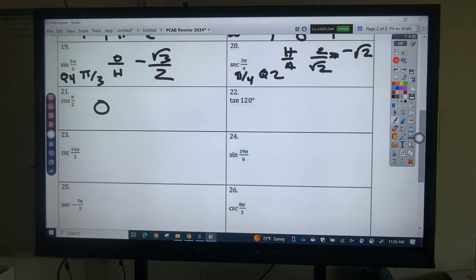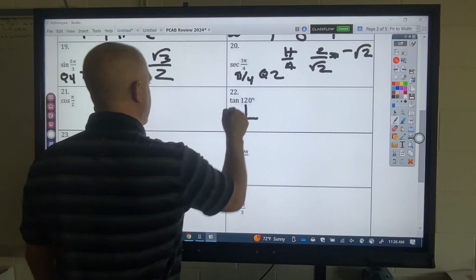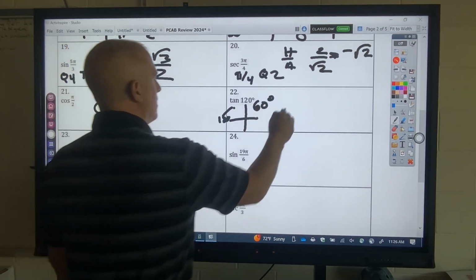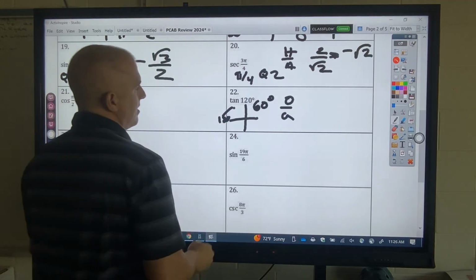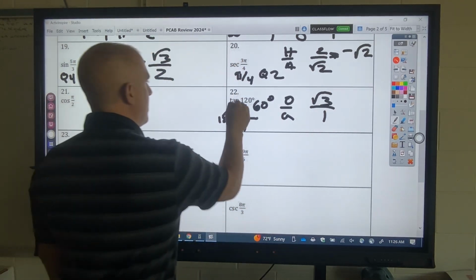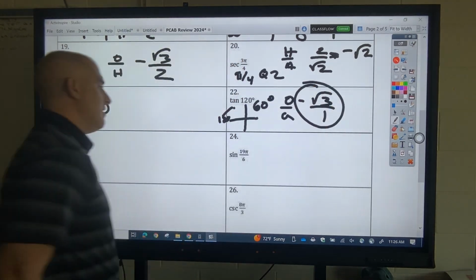You just look on for that. 120 would be here. I'd compare to 180. So that's a 60-degree triangle. Tangent is O over A. The opposite amount of the 60-degree triangle is square root of 3, the adjacent is 1. That's in quadrant 2, so that's going to be negative.